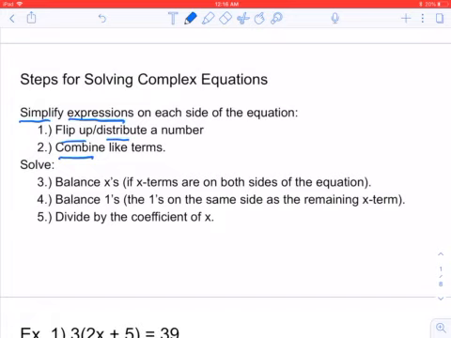Next, you begin your solving steps. We balance out the x's, get rid of x's from one side if they're on both sides. Then balance your ones, get rid of the ones that are on the same side as the remaining x term. And then finally, divide by the coefficient of x.